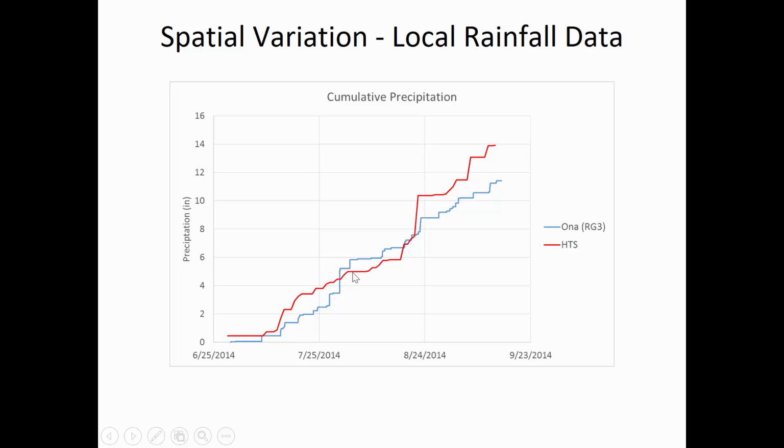Vertical, it rained, but it didn't rain at the airport. Here's a big storm that occurred at the airport, but it was relatively small in Ona. And so this is illustrating the idea of spatial variation, that just because it's raining in one location doesn't mean that it's raining in another.